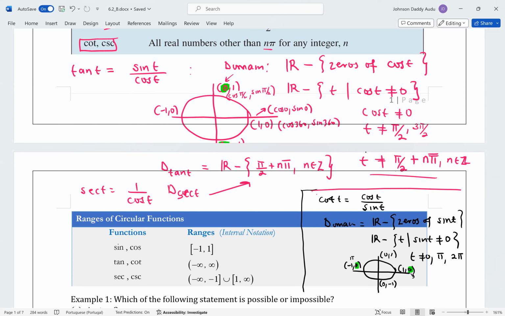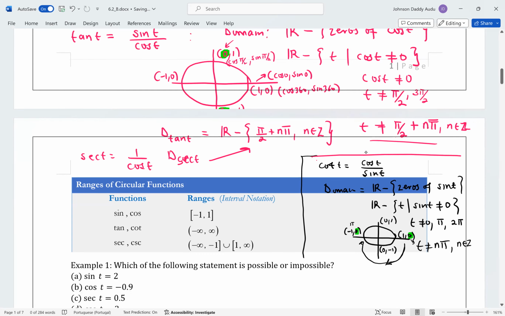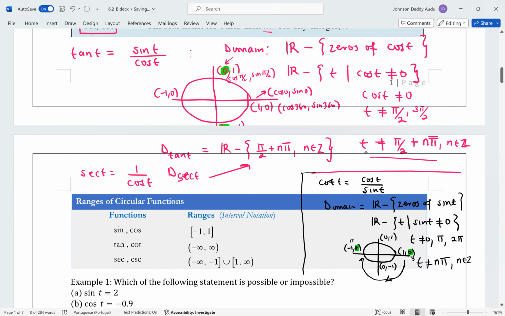So in general, we can just write that t should not be what? n pi, where n is any what? Integer, because you can decide to go clockwise also. You can go back in this direction, and if you go this way, you will still meet zeros. So in that case, n can be negative. So we have t is not equal to n pi. So that is the domain, as you can see.